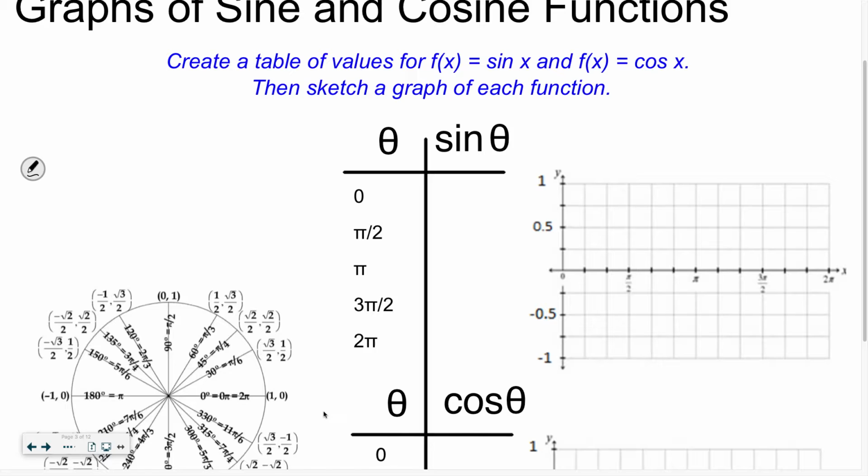So let's make a table of values in our notes so we know where these come from. And then we've already actually done these on the unit circle, so I'm going to go and fill them in. The sine of 0 we said was 0. Pi halves was 1. Pi was 0. 3 pi halves was negative 1, and 2 pi was 0.